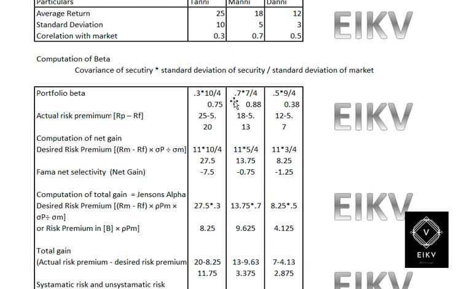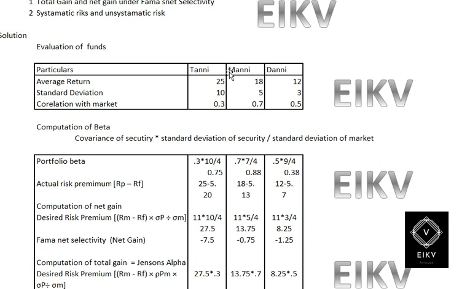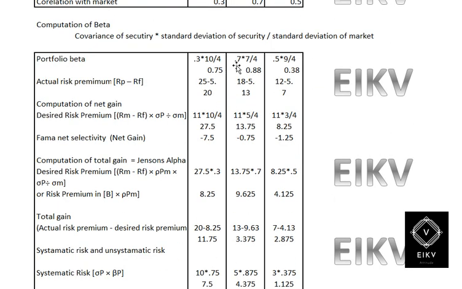So for that we have the portfolio beta. The portfolio beta for Tani would be 0.3 into 10 by 4, which is 0.75, and for Mani it would be 0.7 into 5 by 4, which is 0.875, and for Dani it would be 0.5 into 3 by 4, which gives you 0.38.